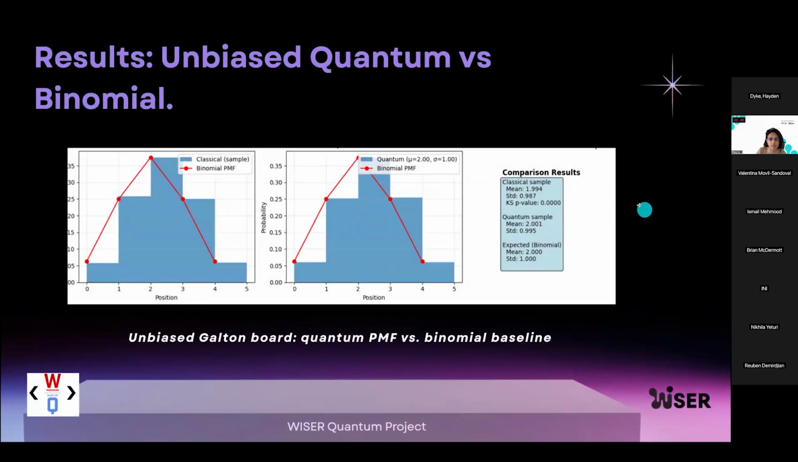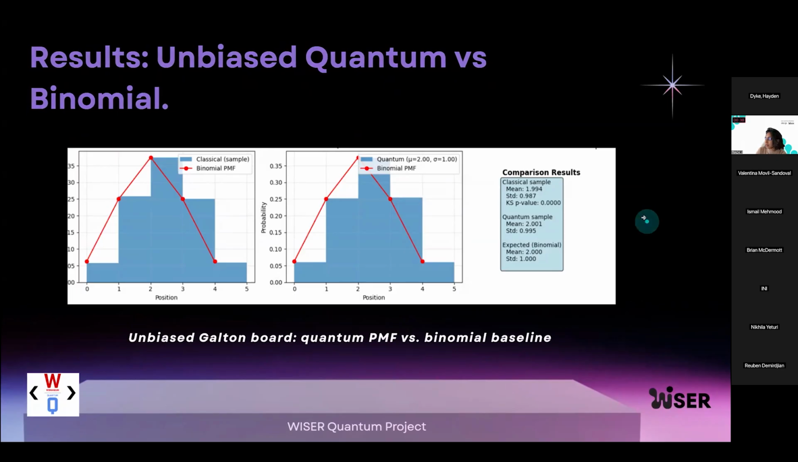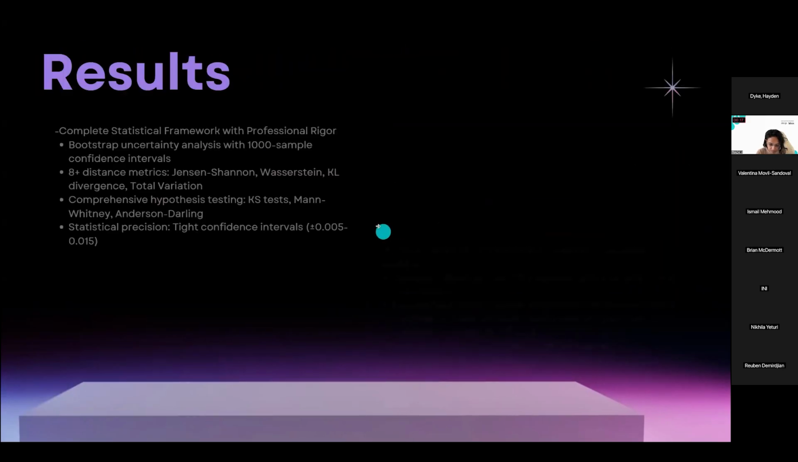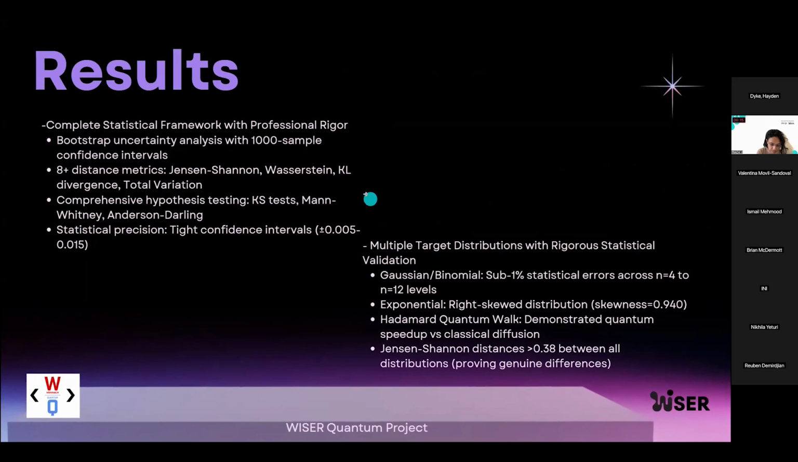So this is unbiased quantum versus binomial. For the Galton board, we were able to achieve this. And when it comes to exponential results, this is an exponential target with logistic bias. Here we were able to scale the resources as O(n squared) for quantum versus 2 to the power n for classical, and a 60 to 70% gate reduction versus theoretical paper bounds. And we were able to get these results at the end.